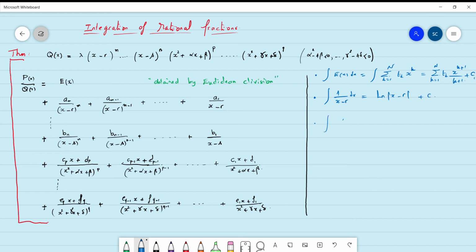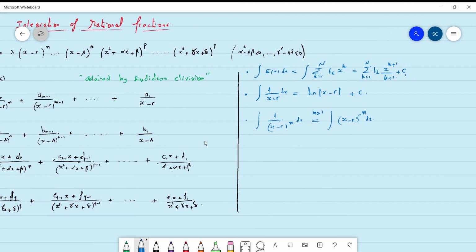Terms like (x minus r) to the power m dx, but with m greater than 1. Here, when m is equal to 1, we have ln. Here it's a polynomial: we can always write it as x minus r to the power minus m dx, and then get an antiderivative in the form (x minus r) to the power minus m plus 1, over minus m plus 1, plus a constant. Okay.